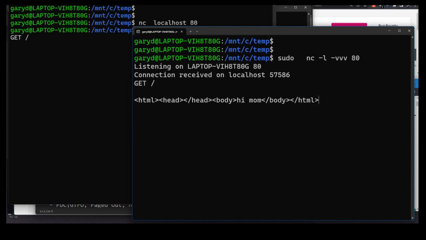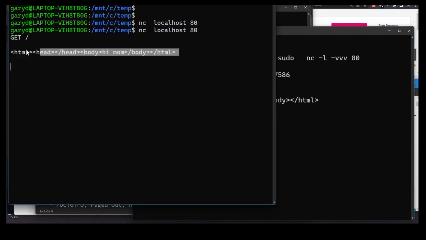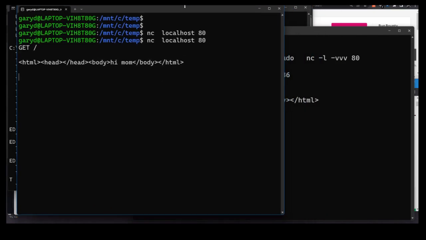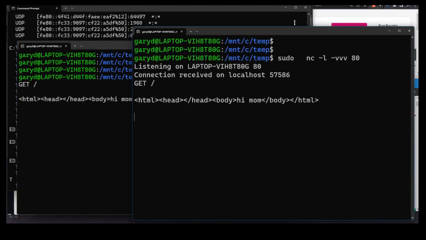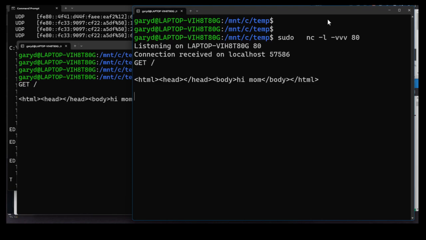This is what's happening when your browser talks to the server. And over here, we receive this and we display it in a not elegant manner. Okay, if Netcat was Chrome, it would display, hi mom, right? Just exactly like this says, hi mom. And so anyways, that's what TCP is doing.